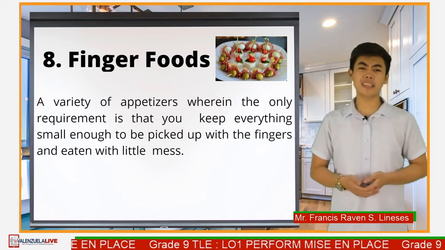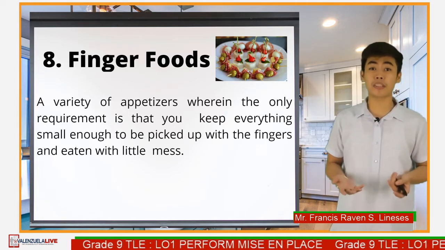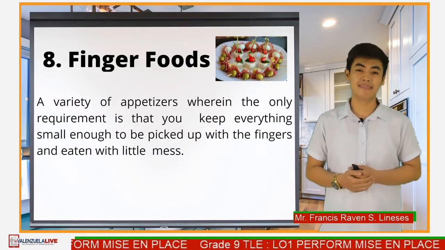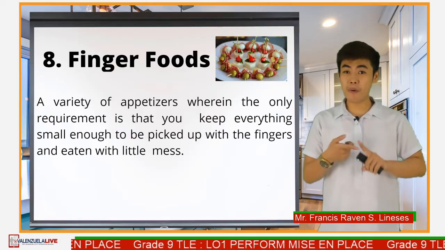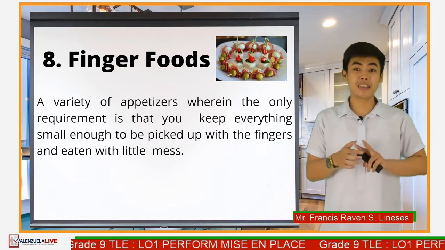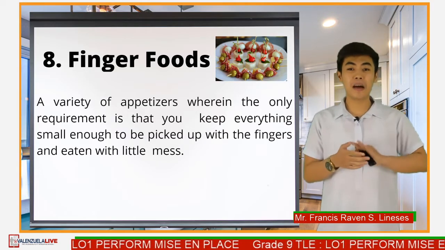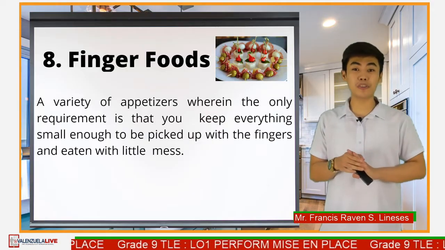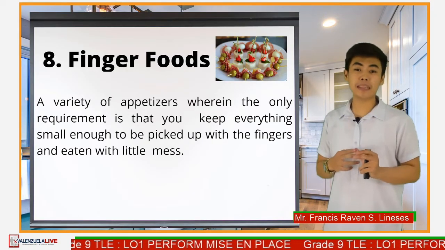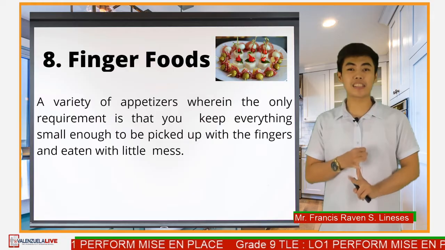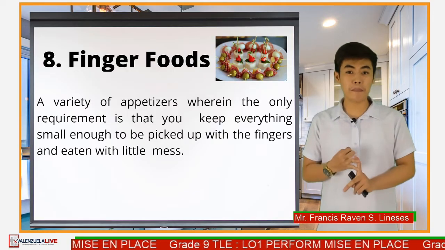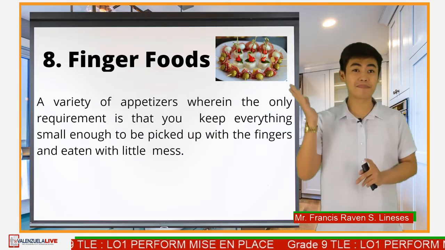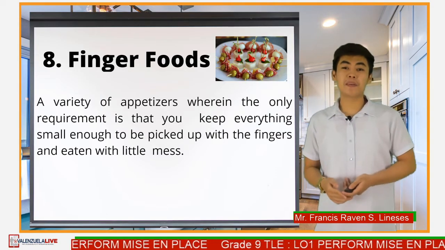What are the classifications of appetizers that we have discussed today? Very good. Number 1, we have the cocktails. Number 2, hors d'oeuvres. Number 3, canapés. Number 4, relishes or crudités. Number 5, petite salad. Number 6, chips and dips. Number 7, fresh fruits and vegetables. And number 8, finger foods.